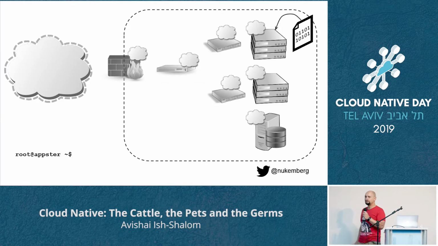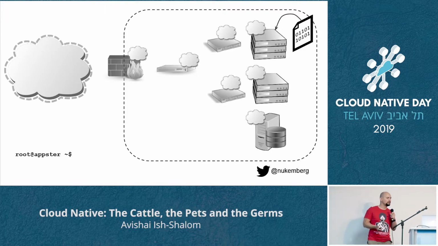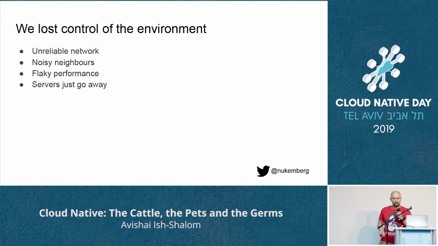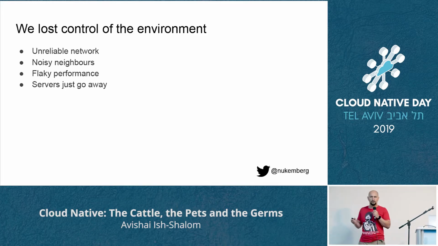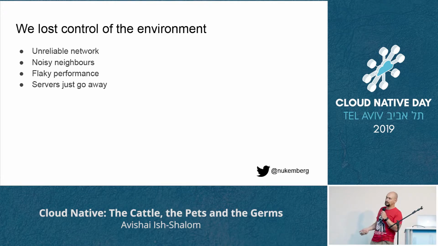But something fundamental has changed. We lost control of the environment. Once we moved to virtual machines, the network was no longer reliable because it was shared. So if more than one neighbor was using the same physical hardware, or the same server or the same network, suddenly you got the problem of noisy neighbors. And maybe the performance was a little bit flaky, and sometimes the servers just went away.